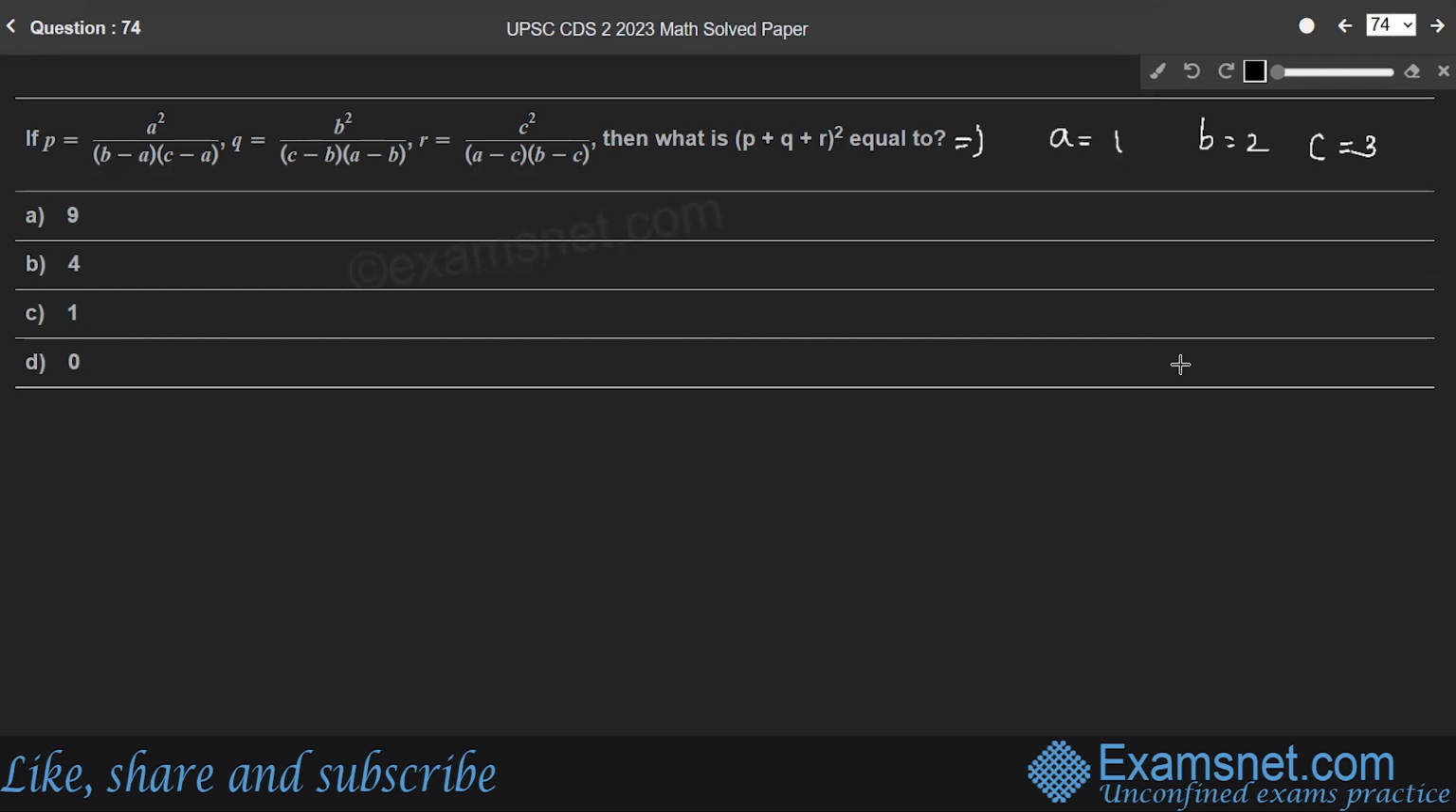Since the condition is not strictly given, whether a, b, c are positive integers, negative integers, or how they are related, that condition is not given. We'll go for the theoretical method. We are not substituting the values blindly here. So we'll take P and Q separately.